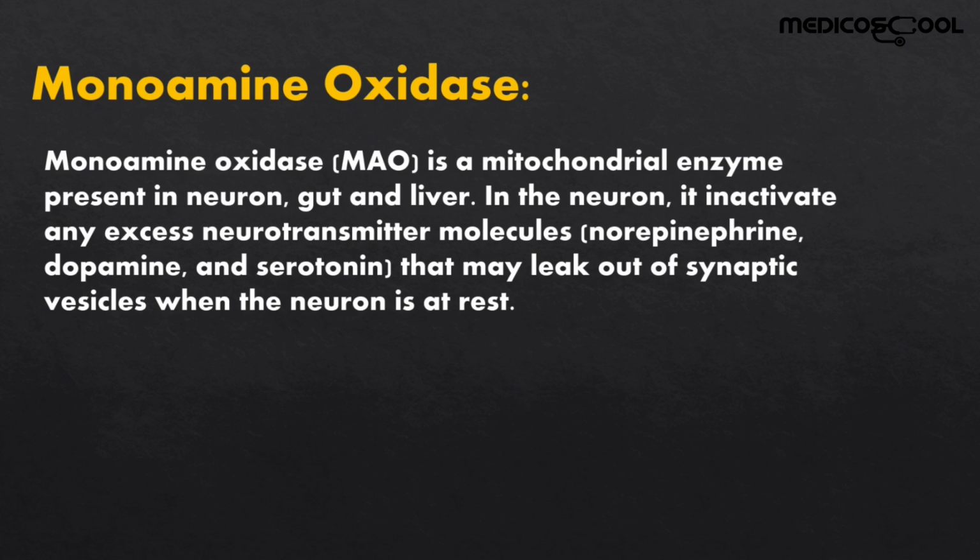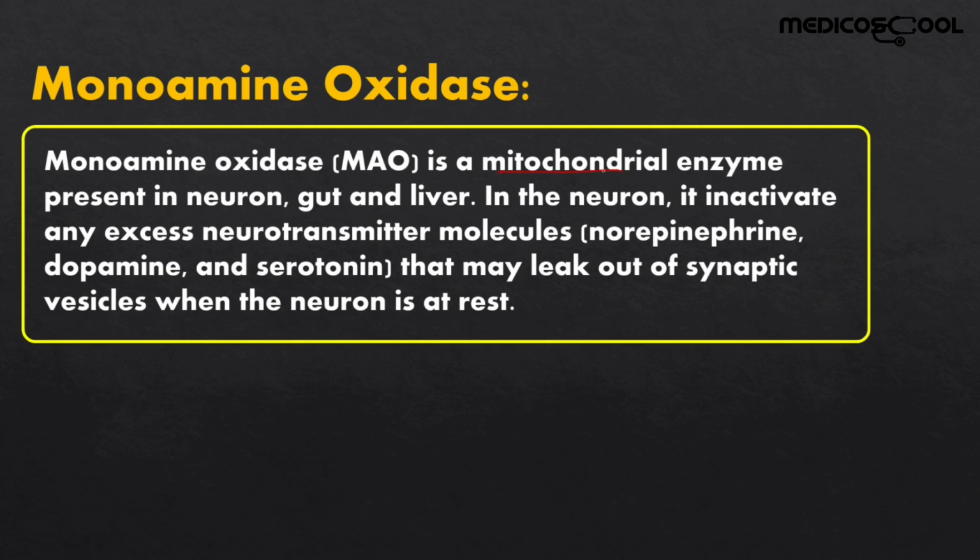Monoamine oxidase is a mitochondrial enzyme, and it is mostly present in areas like the neuron, the gut, and the liver. And what is the role of monoamine oxidase in the neuron? In the neuron it usually inactivates excess neurotransmitter molecules like norepinephrine, dopamine, and serotonin, and this excess neurotransmitter may leak into the synaptic cleft when the neuron is at rest, and it can result in unwanted effects.